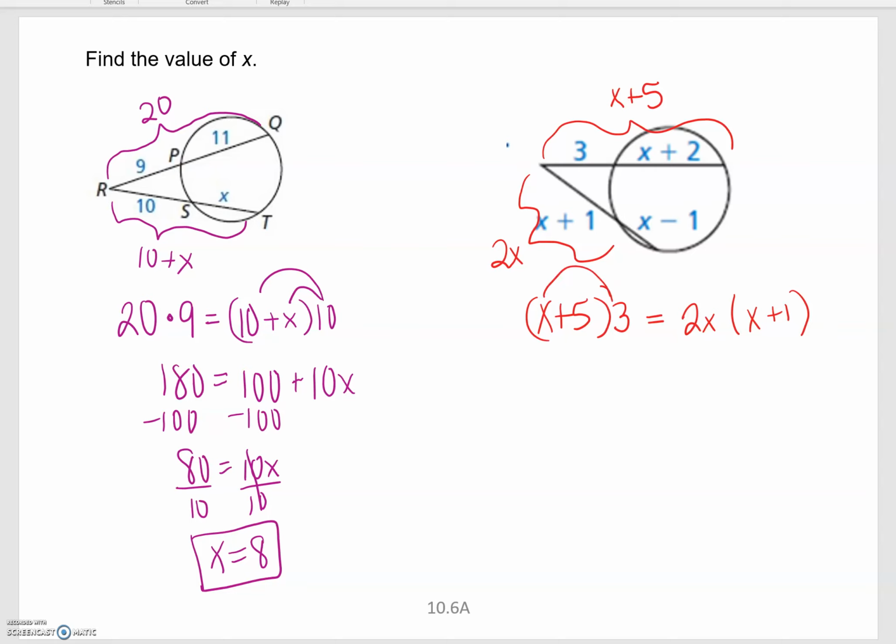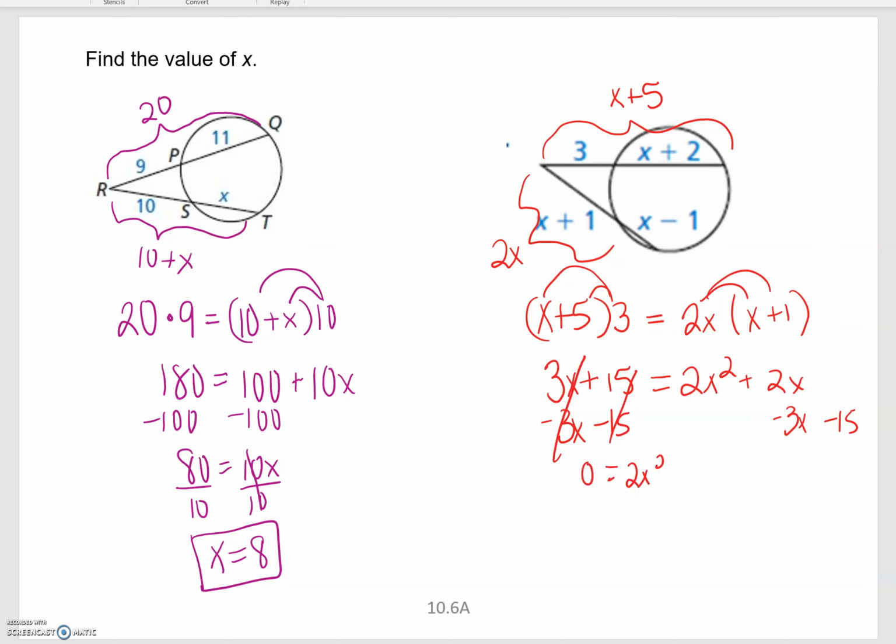Now I'm going to distribute on both sides, so I end up with 3x plus 15 equals 2x squared plus 2x. This time I notice that I don't have an x squared on both sides. My x's aren't going to cancel, so this one is actually a problem where I'm going to have to either factor or use the quadratic formula in order to solve. So that means I need to get everything to one side. So I'm going to subtract my 3x over, and I'm going to subtract my 15 over.